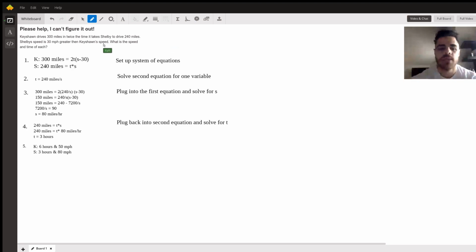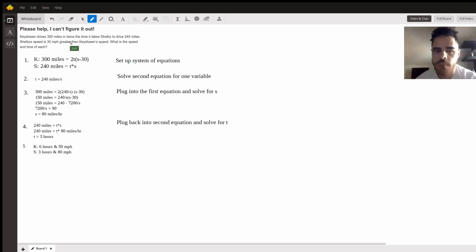So we know that Shelby, if you look at the first step, K and S are for Keyshawn and Shelby. So under Shelby, he goes 240 miles equals time times speed. So however long it takes times however fast he's going. And for Keyshawn, 300 miles equals 2t.